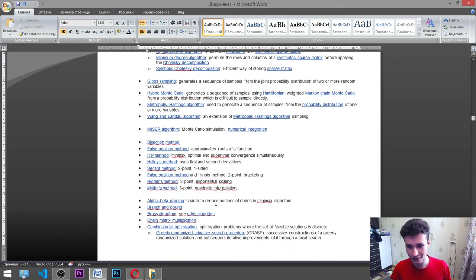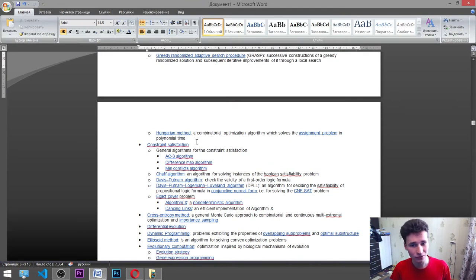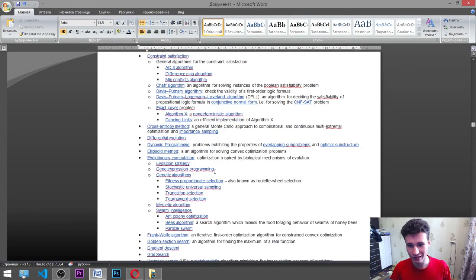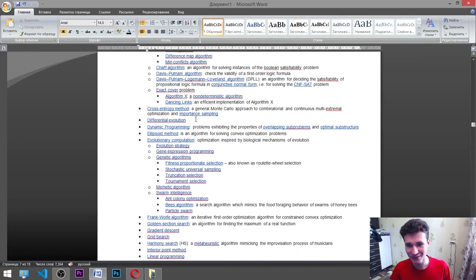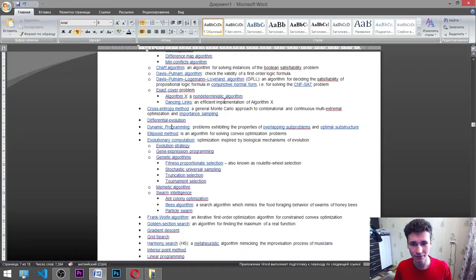And here is one more thing, yes, matrix chain multiplication, branch and bound, Hungarian method. I heard something about it too previously. We were reading, okay, ellipsoid, dynamic programming. Oh, it is dynamic problems exhibiting, one moment, we'll click on this. Is it opening? Okay, need to learn more about dynamic programming.